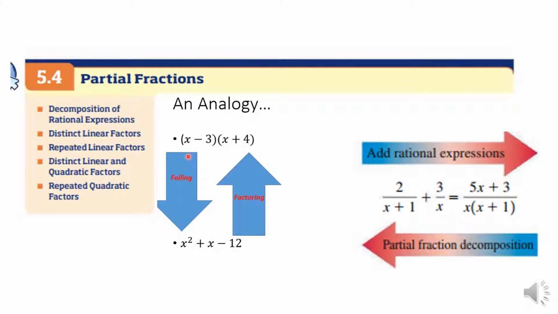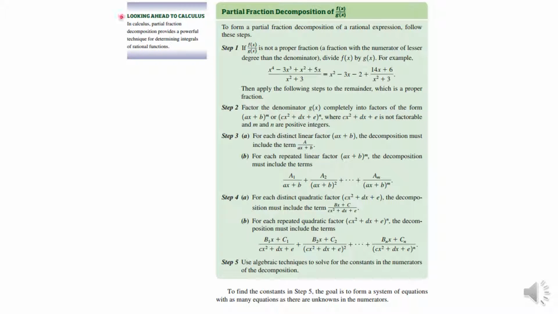In a similar way that we can multiply binomials to get a trinomial using foiling, and as we can take a trinomial and factor to get a product of binomials, we also can add this rational expression to get a simplified rational expression. Partial fraction decomposition starts on this side and goes over to the other side. The reason we do this is because in calculus this is a powerful technique for determining integrals of rational functions.